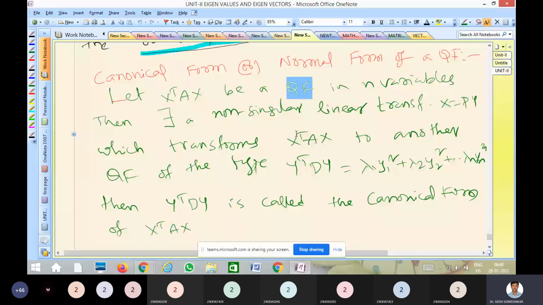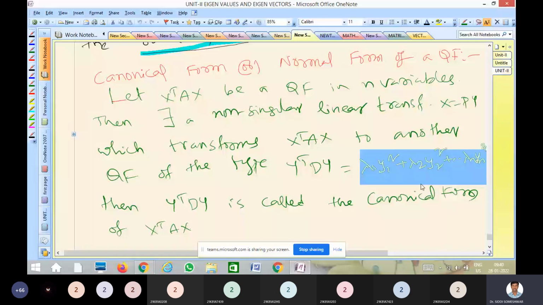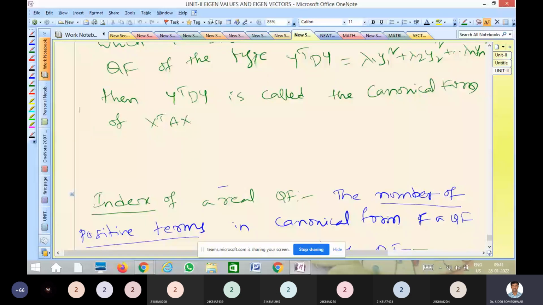But here this other quadratic form is of the type Y transpose DY, that is nothing but lambda 1 y1 square plus lambda 2 y2 square and so on, plus lambda n yn square. So if it is the given homogeneous quadratic form in n variables, converting into a sum of square terms, only square terms, this is called a canonical form of X transpose AX. This is one of the important topics here, canonical form.